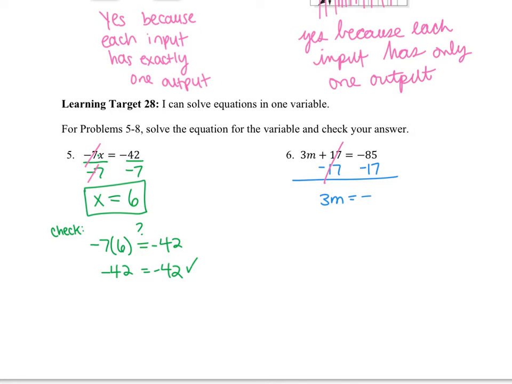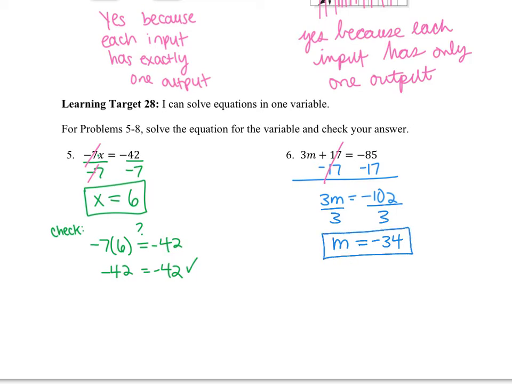which is negative 102. And then your final step, now we can get rid of the 3, because it's 3 times m. So we want to undo that by dividing by 3. And 3m divided by 3 is just m, and negative 102 divided by 3 is going to be a negative number, and it's negative 34. So box that up. And we do want to check it.